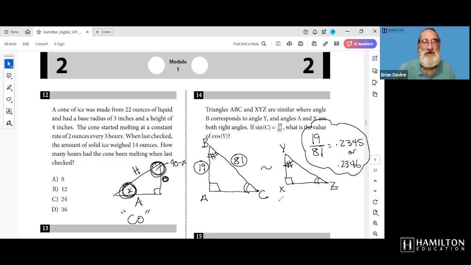But the answer is still 19 over 81 or 0.2345 or 0.2346, were all acceptable. Carry on.